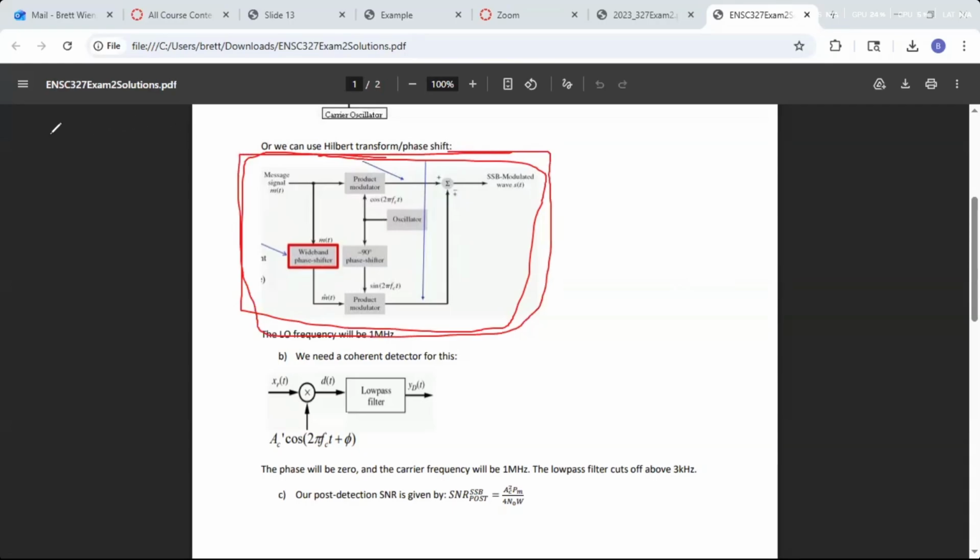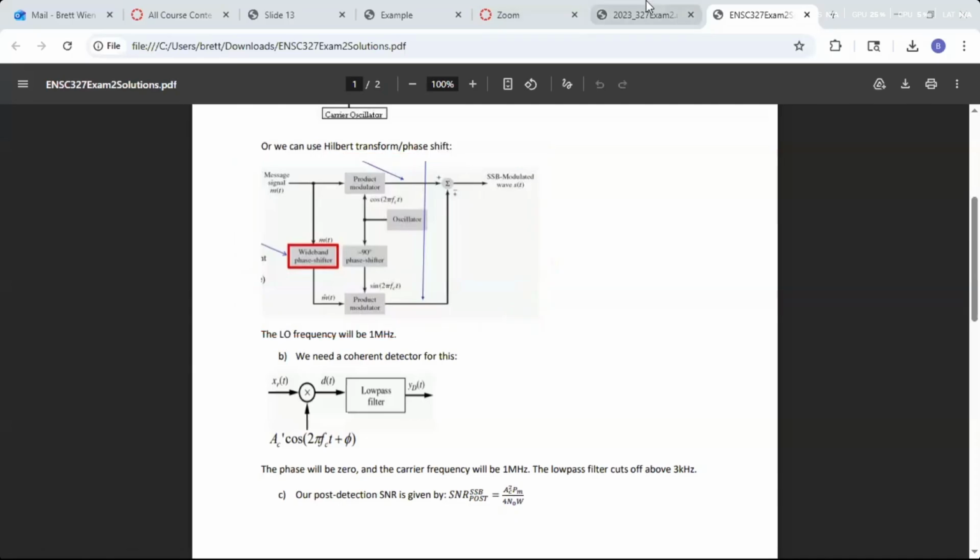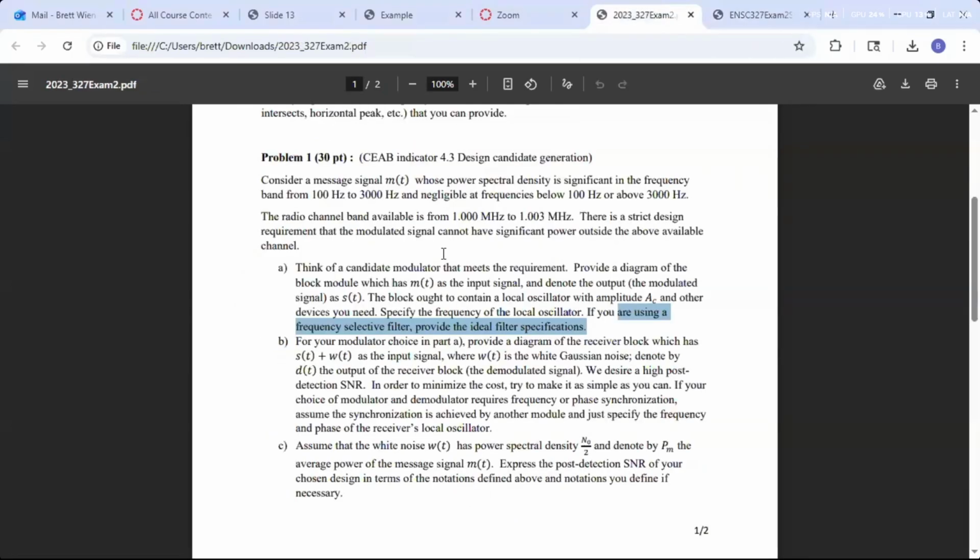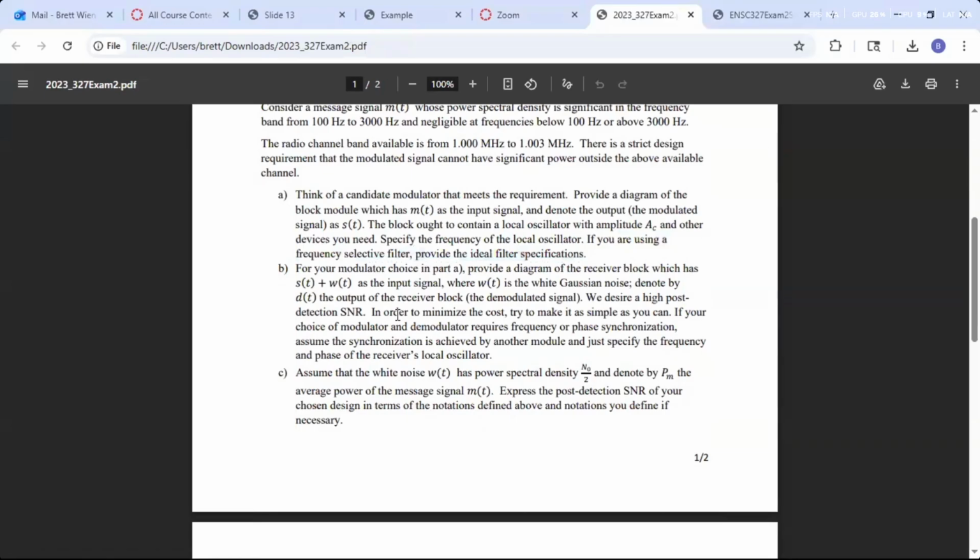Are there any questions about that part one? So it's just a design question, giving us some constraints and asking us to design a radio that fits them, right? All right, cool. So part B, it says for the modulator of your choice in part A, provide a diagram of the receiver block.